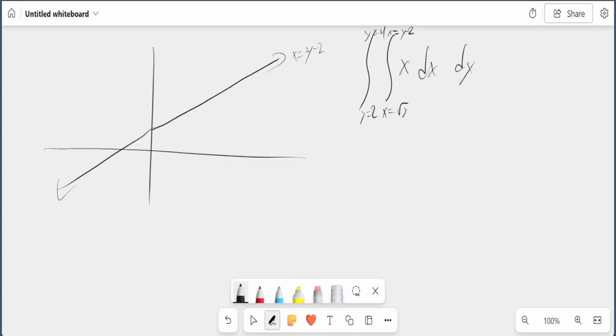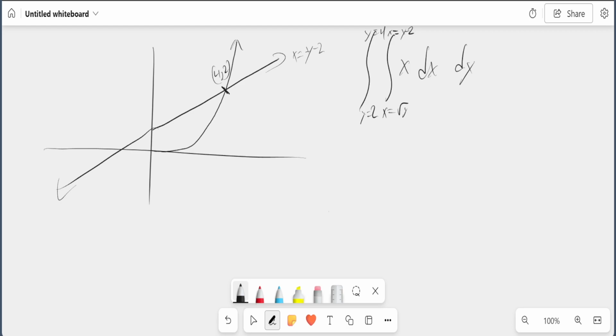And then x is equal to root y. That's y is equal to x squared, so that's just the positive side of x. So something like that. And I think these are both the same at y is equal to 4. So 4 comma 2, I think, is the point. And then it goes from 2 to 4.